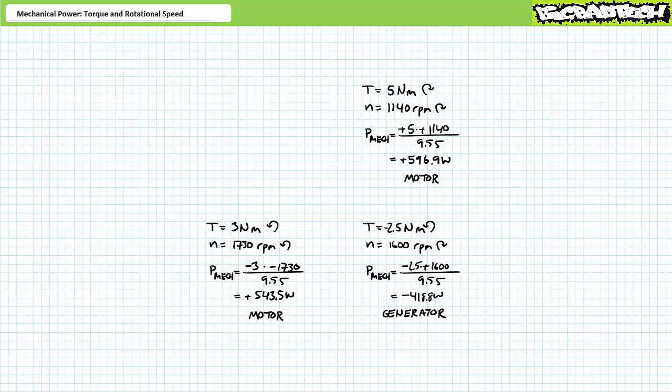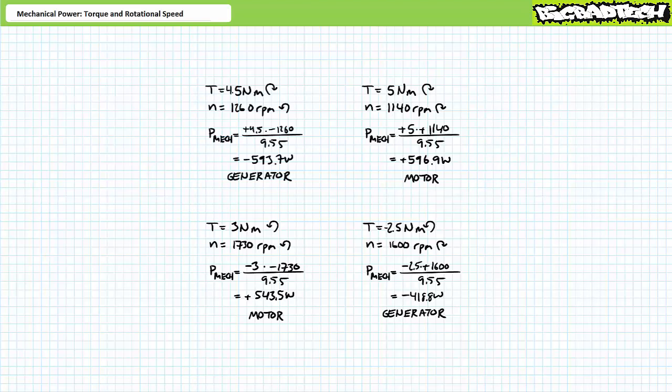What does the production of negative mechanical power mean? It means that the generator is consuming 418.8 watts of mechanical power. And importantly, the prime mover, i.e. the wind, water, rotating engine, or expanding steam driving that generator, needs to be able to produce at least 418.8 watts of mechanical power to move it. Electrical power doesn't come from nowhere.